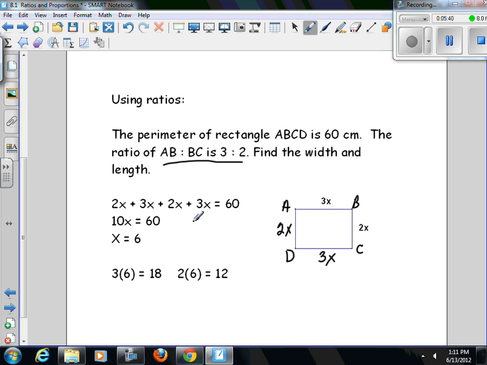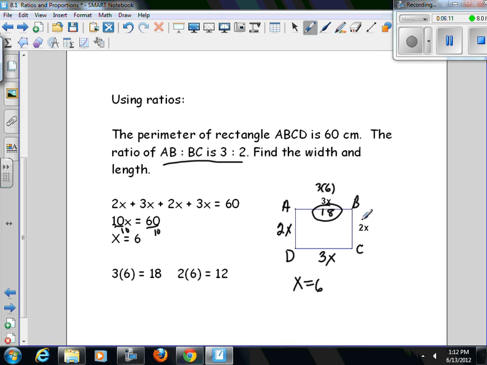Combining our like terms, we end up with 10x equals 60. And then to solve it, just divide each side by 10, and we get that x is 6. So if x is 6, the way we find the length of side AB is we say 3 times 6, which gives us 18. So there is the length of side AB.